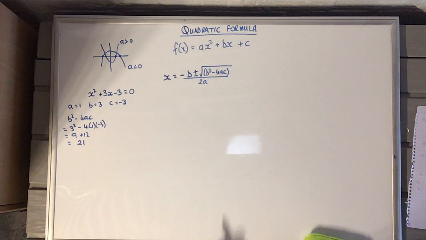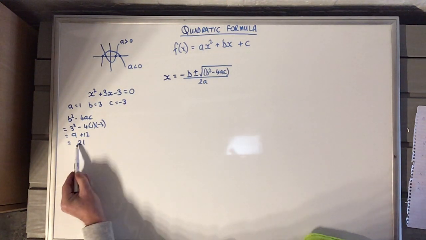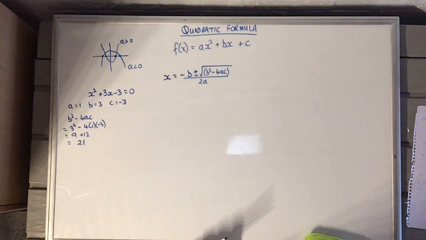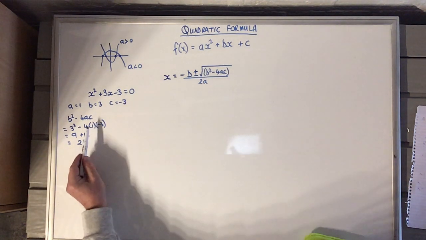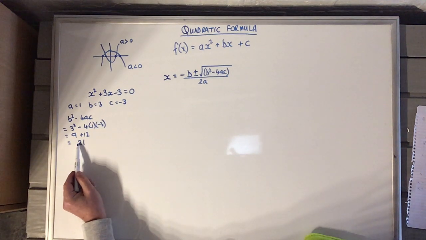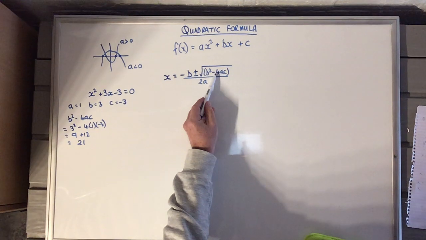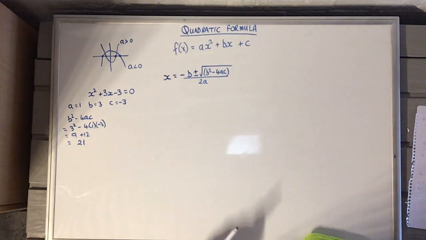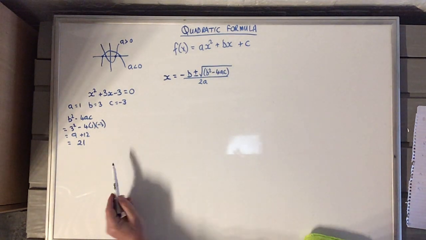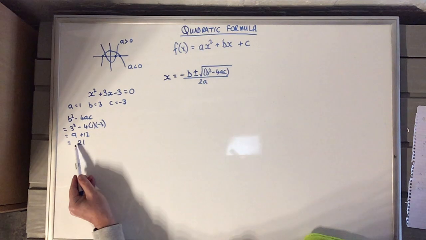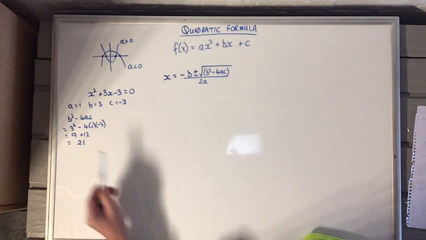Now, just a wee point for you. If you're working this out and you get a negative value, then you've made a mistake. You can't get a negative value for b squared minus 4ac for it to have roots, because you can't take a square root of a negative. You get an error in your calculator. So if you're getting an error in your calculator, it's usually because of this point here, because you've worked this out and it's got a negative value.